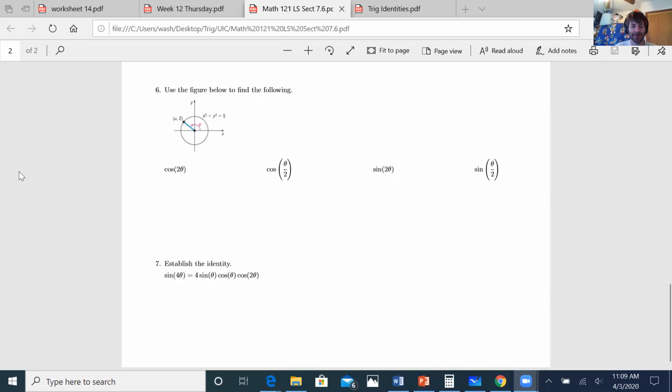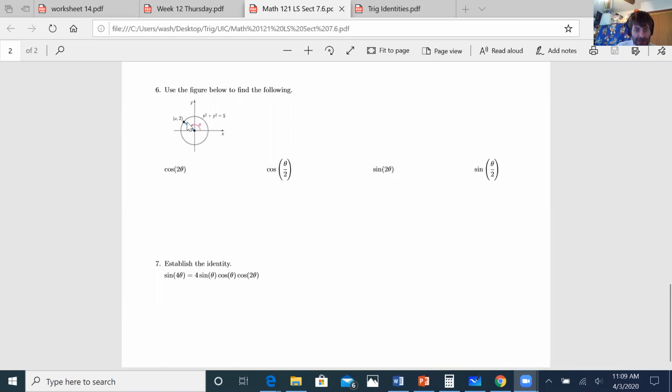Okay, so here I am. I'm going to finish up the sheet from today. So I am on number 6 here. So they give us, I guess I got to share my screen. Yes, I'm on number 6 here.